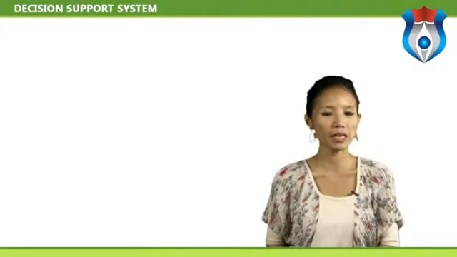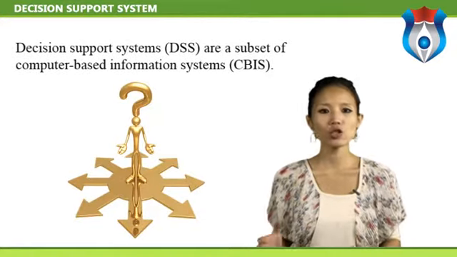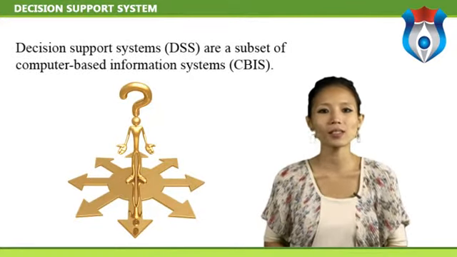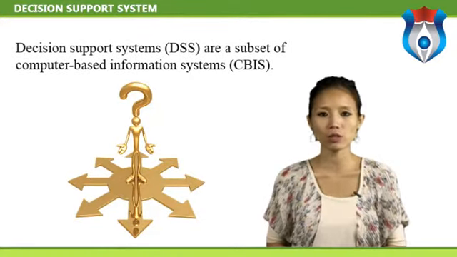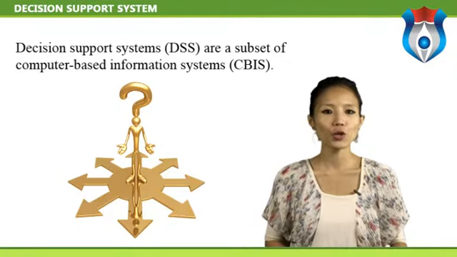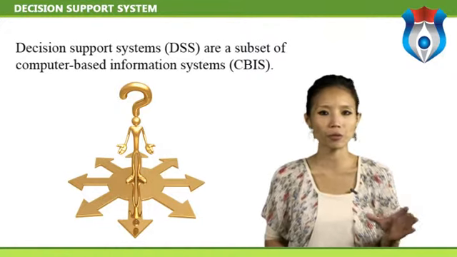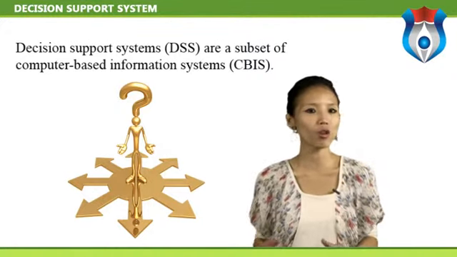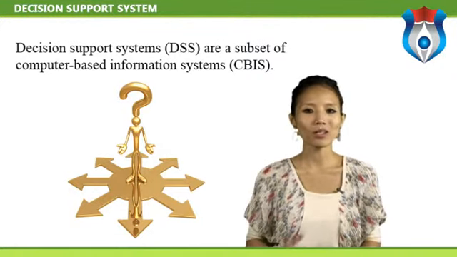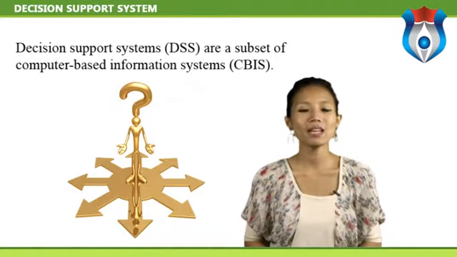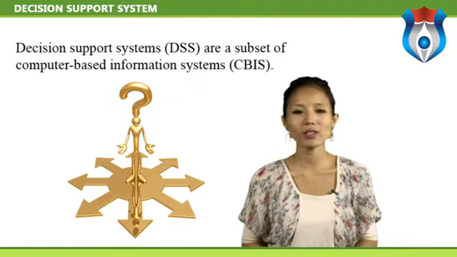Let's start with some basic introduction. Decision Support Systems (DSS) are a subset of Computer-Based Information System (CBIS). The general term Computer-Based Information System is a constellation of a variety of information systems such as Office Automation System, Transaction Processing System, Management Information System, and Management Support System.